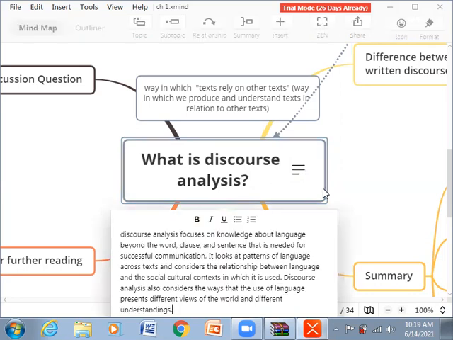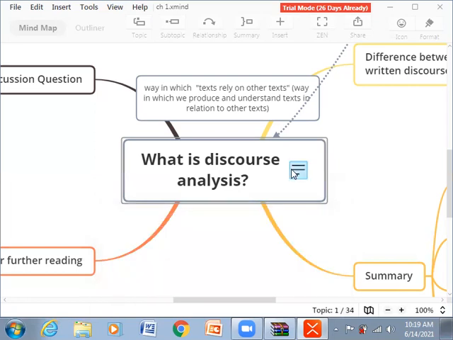So let's define. Discourse analysis focuses on knowledge about language beyond the word, clause, and sentence that is needed for successful communication. It looks at patterns of language across texts and considers the relationship between language and the social cultural context in which it is used. Discourse analysis also considers the ways that the use of language presents different views of the world and different understandings. So, discourse analysis is a way in which texts rely on other texts, the way in which we produce and understand texts in relation to other texts.